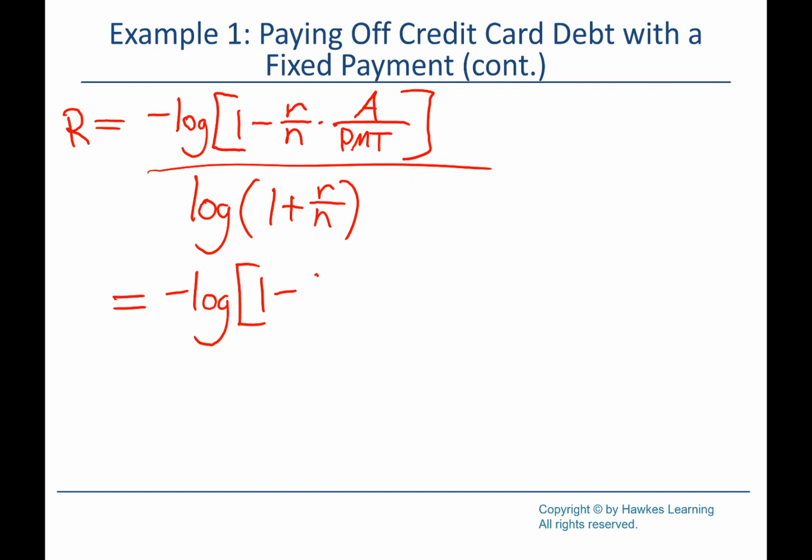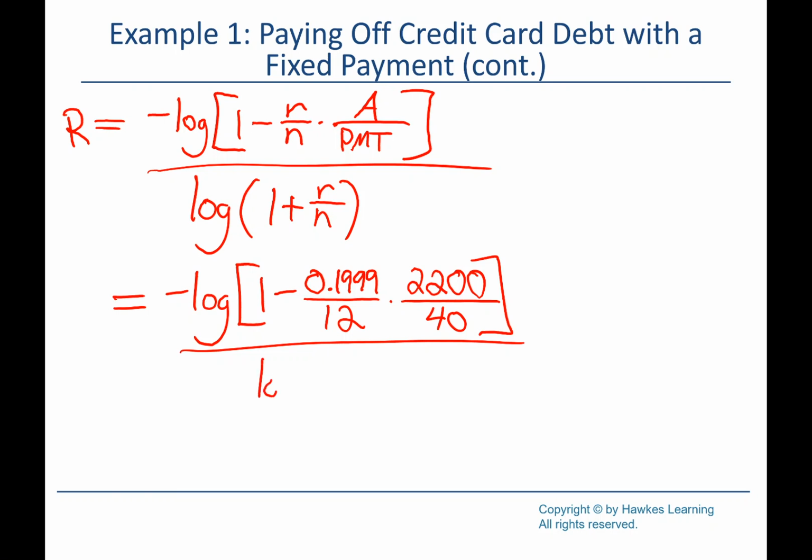That's 1 minus 0.1999 over 12 times $2,200 divided by 40 over 1 plus 0.1999 over 12.